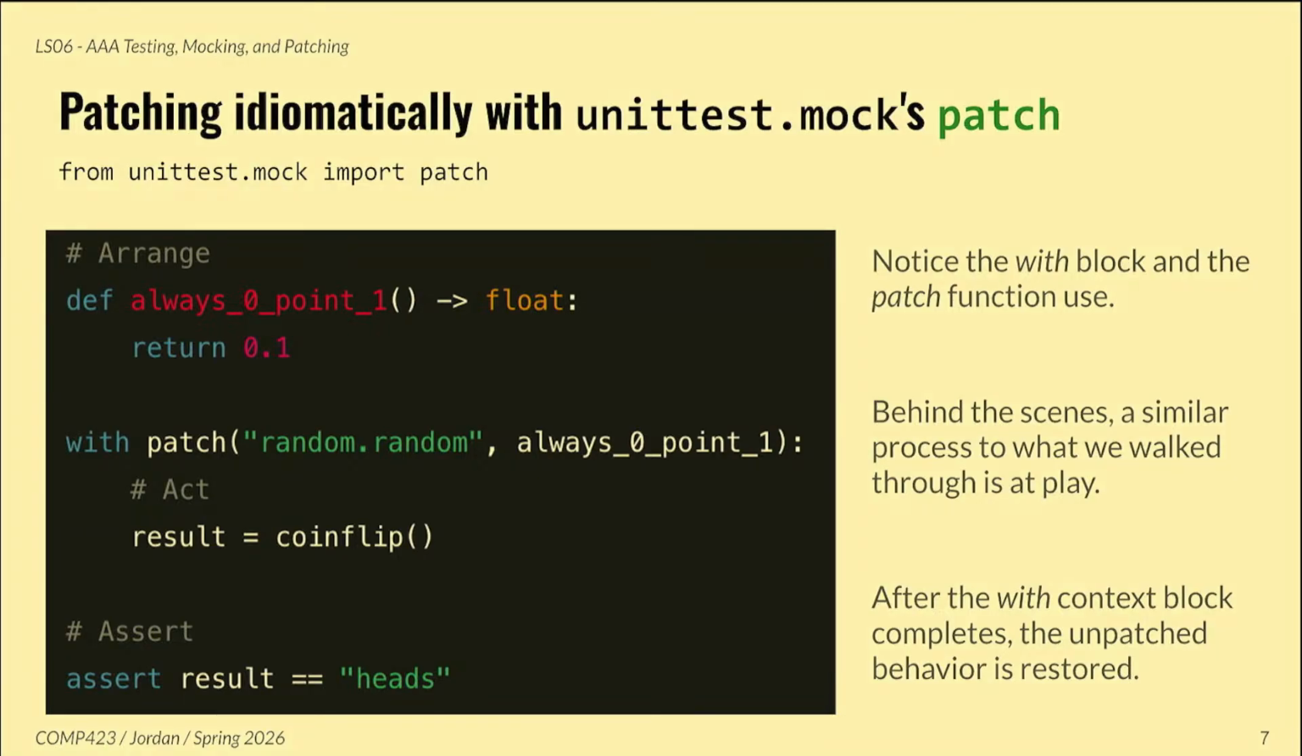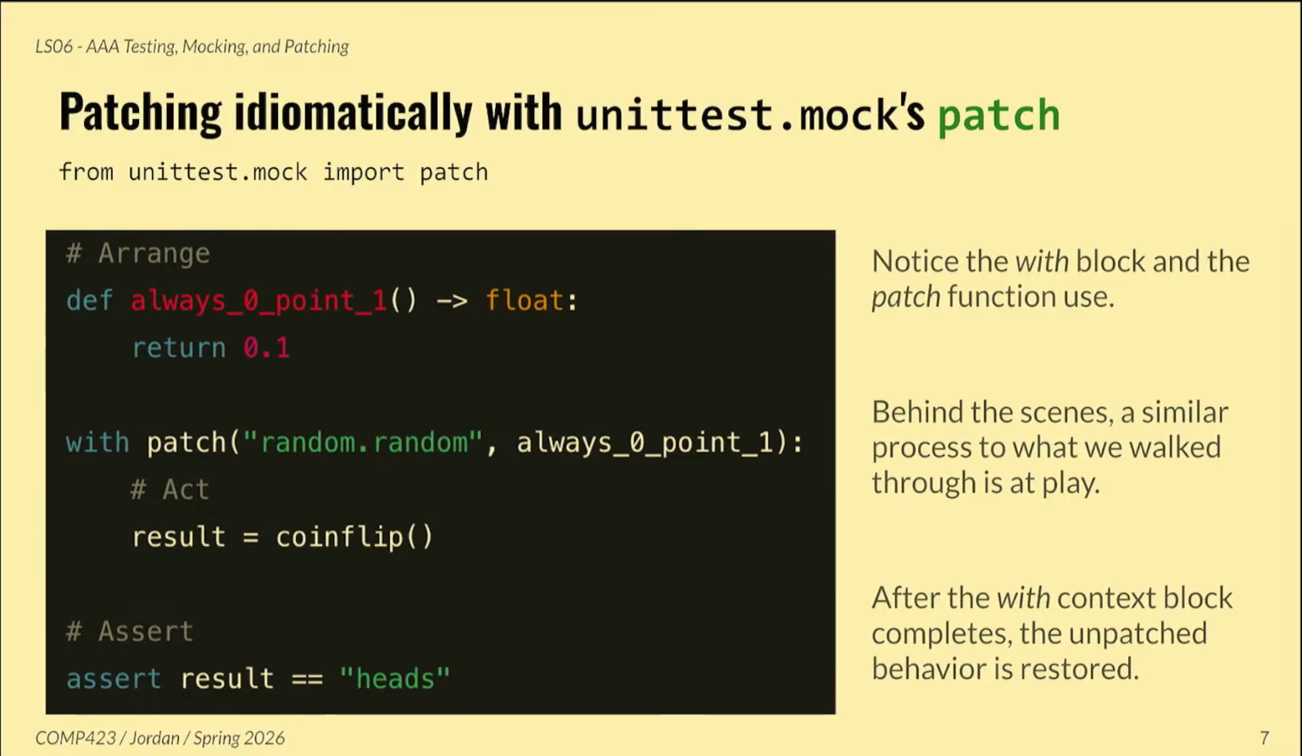So how does this look in practice? Well, in practice, you are going to be importing from the package, the library unittest.mock, the patch function. And this patch function implements, with more sophistication than we just looked at, that exact same sort of idea that we just revealed. So notice in the arrange step, we're defining our function always 0.1, and then we reach this really fascinating syntactical call to patch, again seeing the with syntax that we briefly discussed on Wednesday.